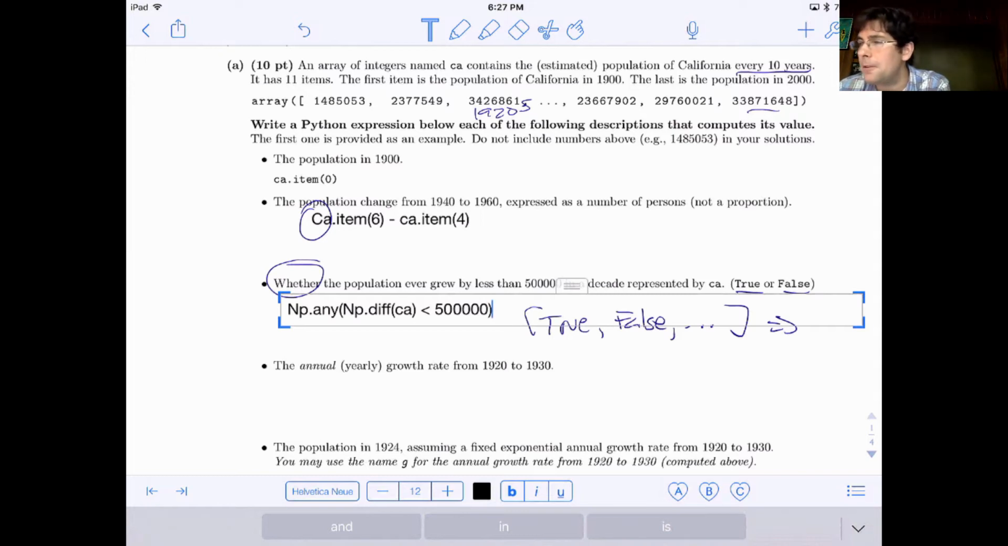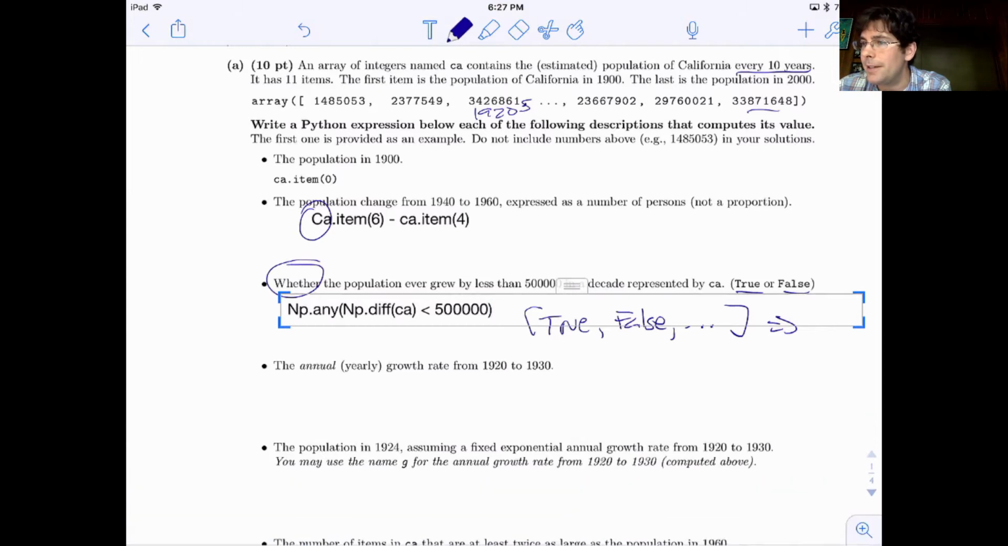So I'd say in general, we can take a step back and see what's a good approach to solving these problems. Well, one thing you want to do is understand the kind of value you're supposed to generate. So the population is a number. And you get a number by taking a particular item from an array full of numbers. So this is a number and that's a number. And if you subtract one number from another, that's another number. Now what about this whether the population ever grew? Well, it tells you at the end it should be true or false.